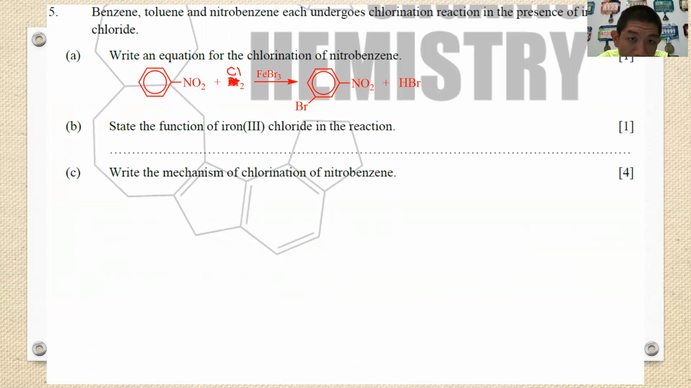Didn't see clearly, sorry for that. It's my mistake. Okay, so you form chloronitrobenzene. The side product is HCl. So that is for number 1. And then number 2, state the function of FeCl3 as a catalyst. And number 3, write the mechanism for the chlorination of the nitrobenzene.